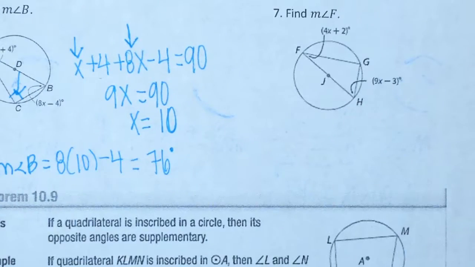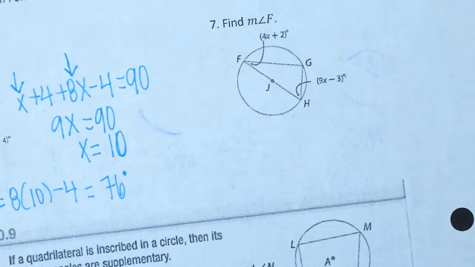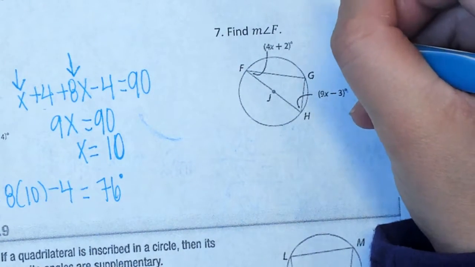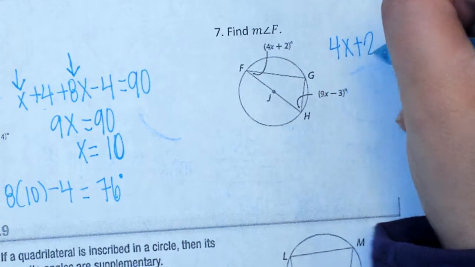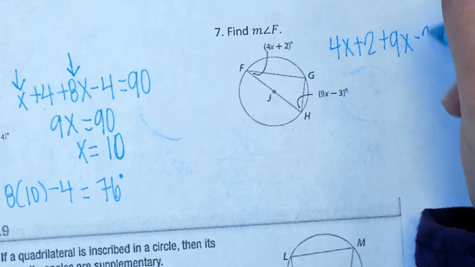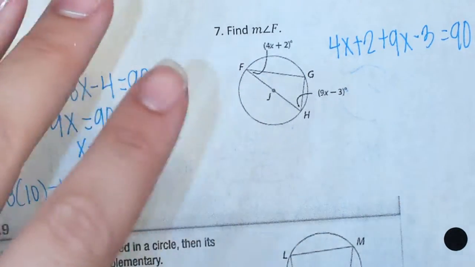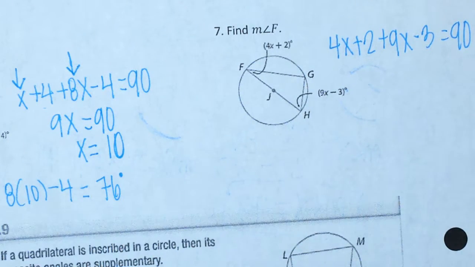Aubrey, since you're so done and ready for a nap, tell me what to write to solve for x. The whole equation? Yeah. 4x plus 2 plus 9x minus 3 plus 9b. Good. Equals 90. Now, if you wanted to do all of those plus 90 equals 180, would it still work? Yeah. It'd still work. I'm just trying to make it easier, right? Work smarter, not harder.